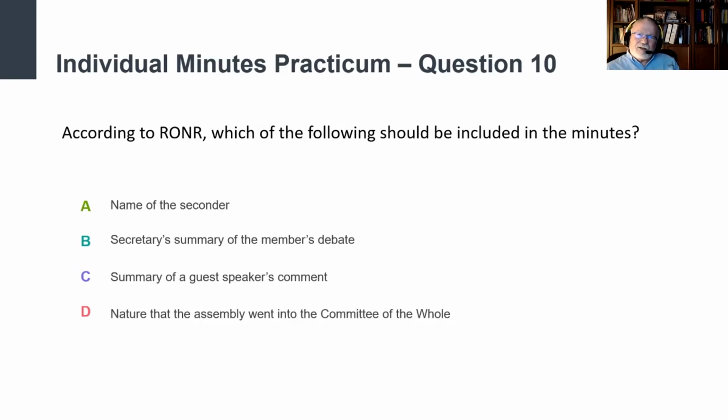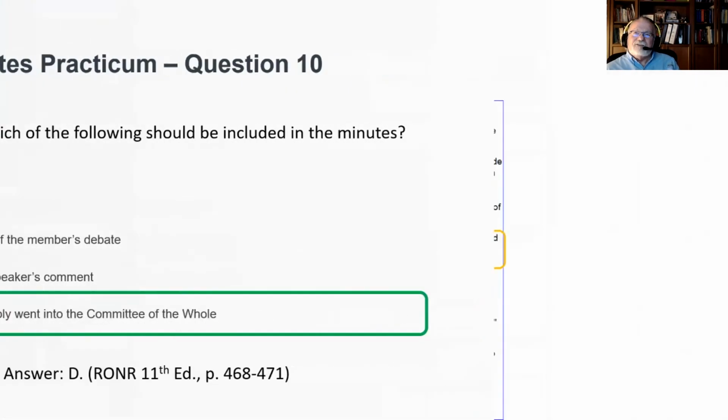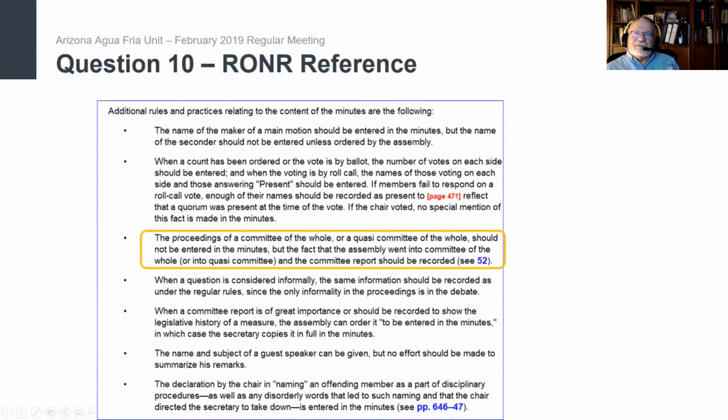Now, we haven't really talked about committee of the whole much, but that's the one that is supposed to be included in the minutes. The proceedings of a committee of the whole or a quasi-committee of the whole should not be entered into the minutes. The proceedings shouldn't be, but the fact that the assembly went into the committee of the whole should be in the report.